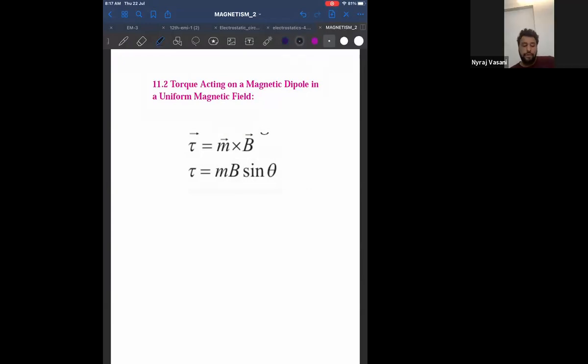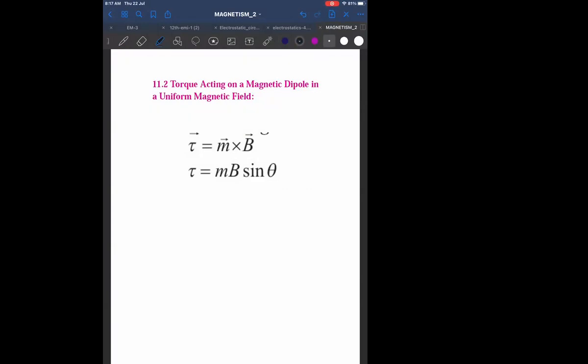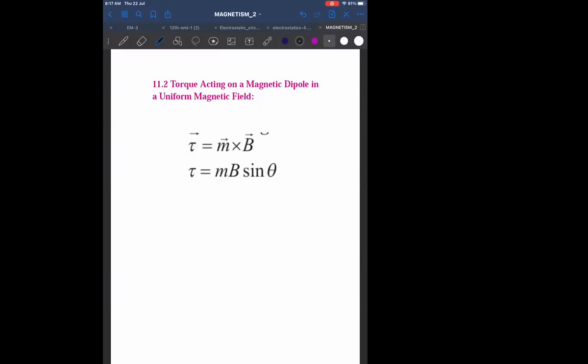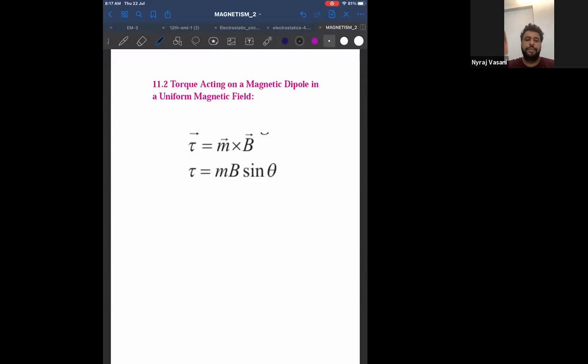What is the SI unit of torque? Does anyone know? Normal SI unit from part 1. The SI unit of torque will be Newton meter, correct? Nm, Newton meter, because the general formula for torque is force into perpendicular distance. Therefore, can I say the SI unit of torque is Nm, Newton meter, correct?